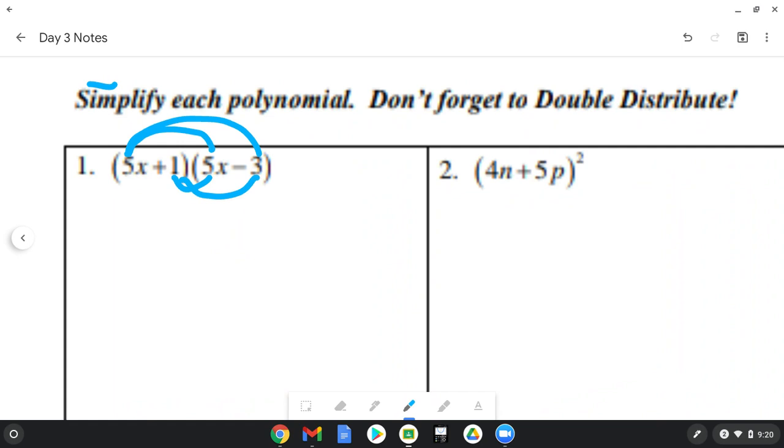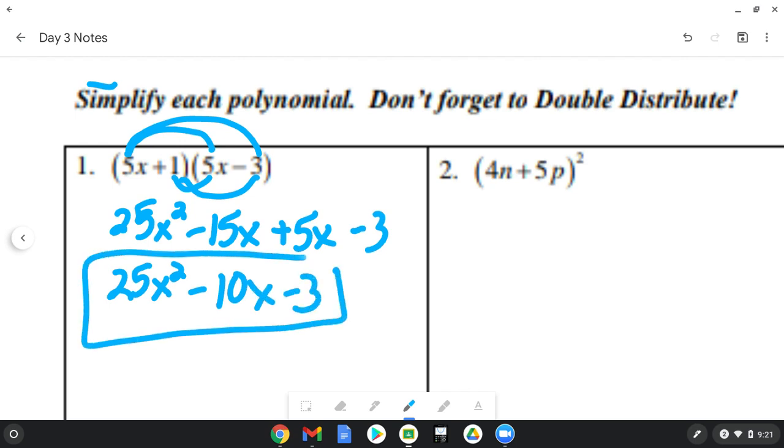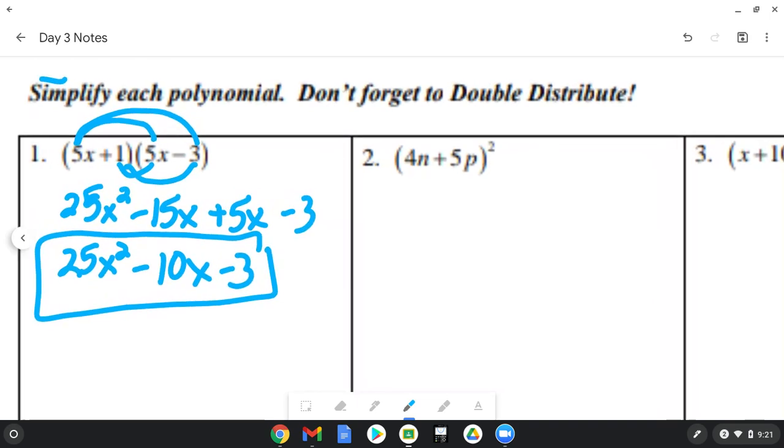So the first times first is 25, and then we have an x squared. And then the next would be the first times the second would be negative 15x. And then the innermost ones next to each other, so second times first would be 5x. And then the second term by second term would give us minus 3. So if we combine like terms, we get 25x squared minus 10x minus 3. And that'd be a quadratic trinomial again. So that'd be number 1.